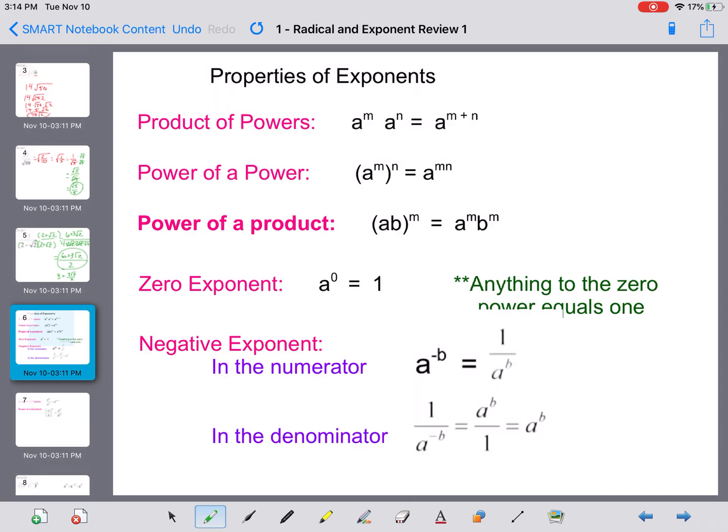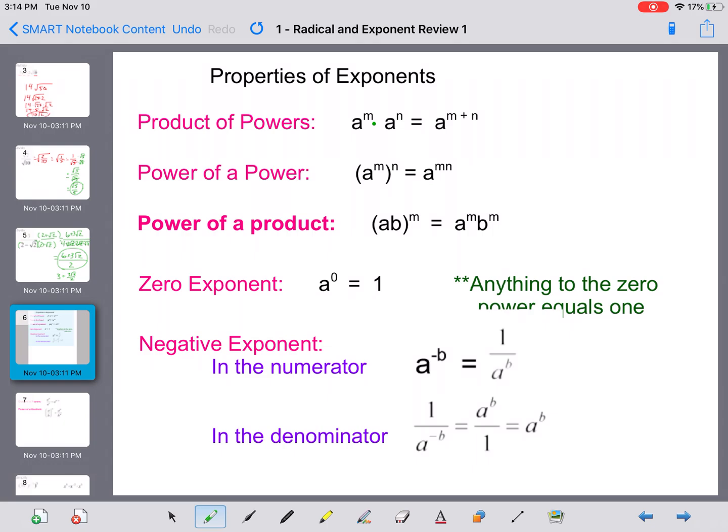So whether we're talking about multiplying, so there's a multiplication in between there. When you multiply, you add. When you raise a power to a power, you multiply the exponents. When you raise multiple things to a power, then you're going to distribute that exponent. Anything raised to the 0 power is 1. And then negative exponents, it is going to move from that piece of the fraction to the other. So if it's in the numerator, you're going to move to the denominator, and it becomes positive. If it's in the denominator, you move to the numerator.